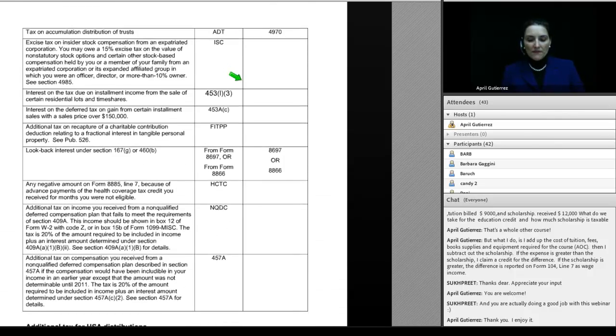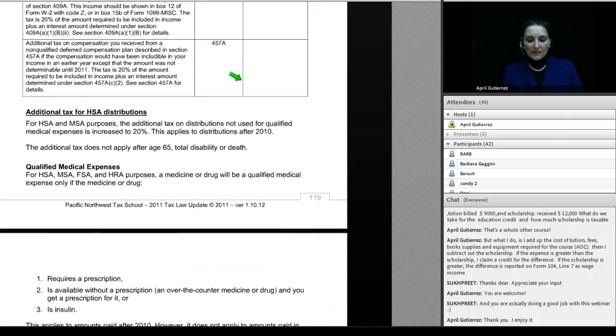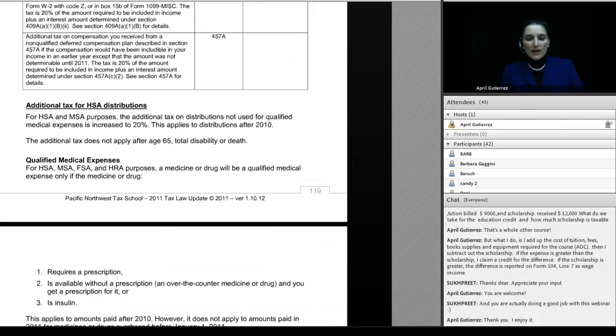And I'm not going to explain any of the other additional taxes to you. I'll leave those for your reading pleasure. But I will go down to talk a little bit more about that additional tax on HSA distributions. And the reason that I'm going to do that is that for HSAs and MSAs, which are medical savings accounts, the additional tax on distributions not used for qualified medical expenses is increased to 20%. So previously, I think it was only 5%.